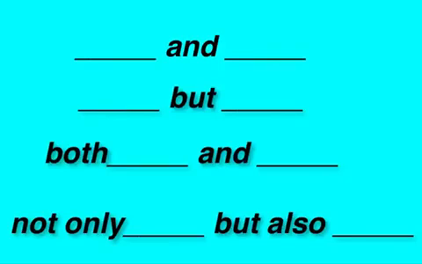We also have both... and. With this structure, whatever goes after both must be the same structure as what goes after and. The same thing is true with not only... but also. With this connector, you need to have the same grammatical structure in both of the blanks.